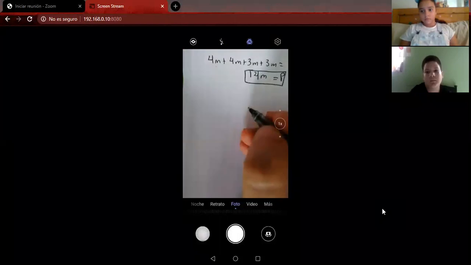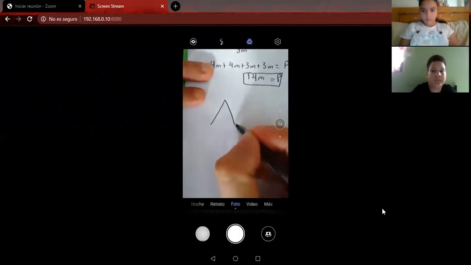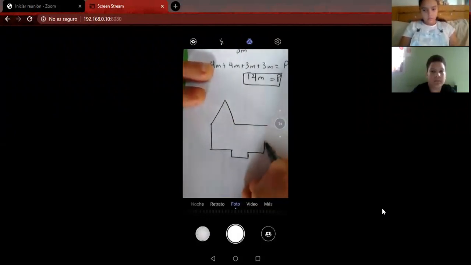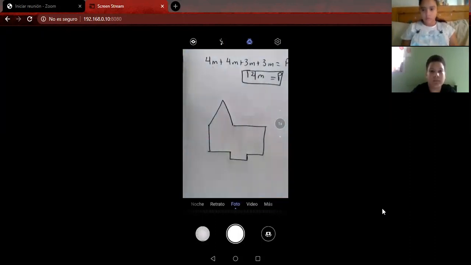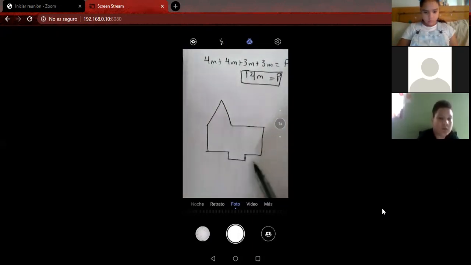For example, this one, it's just a figure, okay? But for this one, how many sides do I have over here? Can you count? 10. We have 10, right? 1, 2, 3, 4, 5, 6, 7, 8, 9, 10.